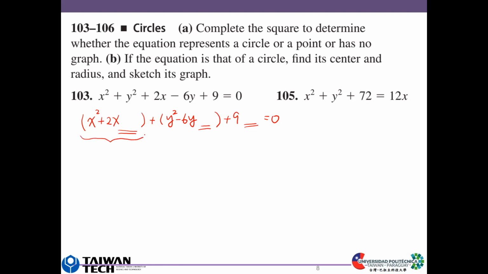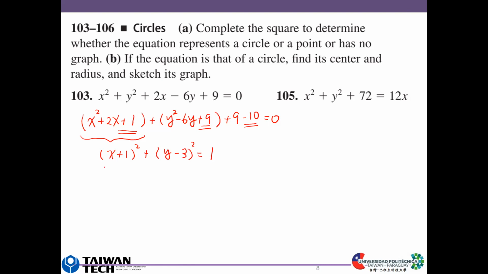So to make the first term a square, we need to put 1, right? Yeah, we need to put 1. And then to make this second term a square, we need to put 9. Since we put 1 into this and 9 into here, you need to minus 10. Okay, so it becomes x plus 1 squared plus y minus 3 squared equals 1.